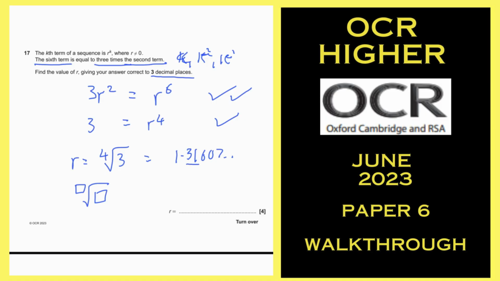We want 3 decimal places. It's followed by a 0, so it just levels off to 1.3. Whoops, 1.3. Come on now. 16. And on we go.